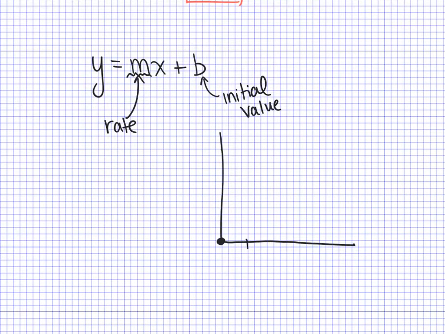So after the first hour, she's going to make $12. Then after the second hour, she's going to make $24. And it's just going to keep going up that way forever and ever. So that's the dog walker question.